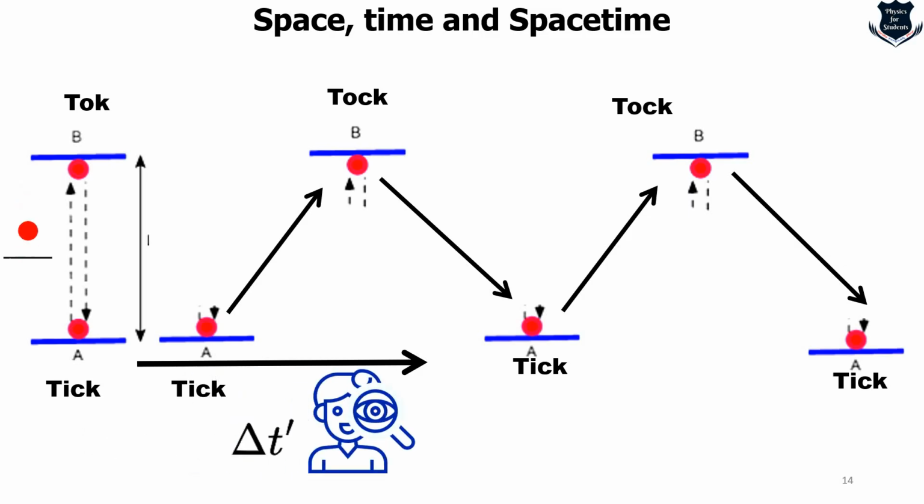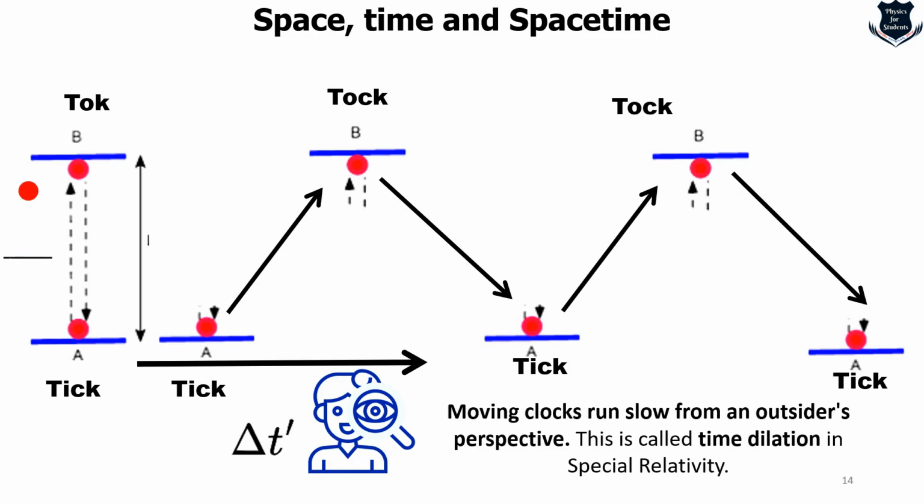So what I can tell you is that this person who is watching the clock from outside sees that moving clocks run slow from an outsider's perspective. However, this person who is standing over there, who sees delta t, for him the time is absolutely perfect. There is no change. The clock is just going tick tock, sitting at the bottom, at the top. But for the person who is standing outside, you can see those black lines, those arrows actually indicate that the time has been more. That means the time taken is a little bit longer because the lines are a little bit more diagonal.